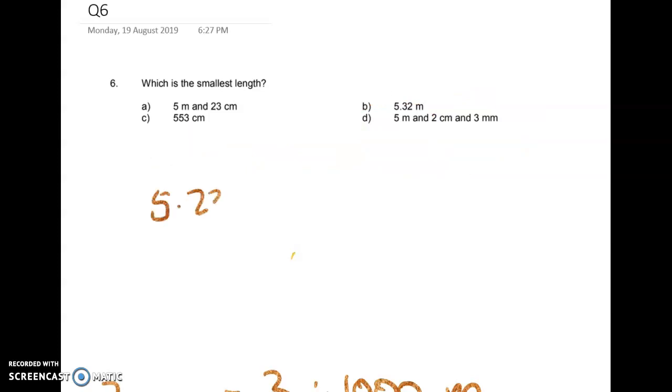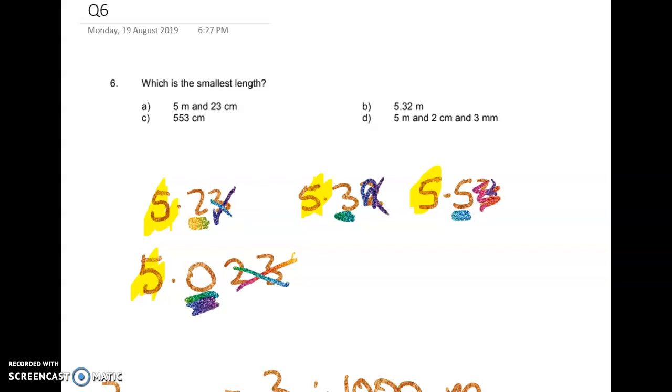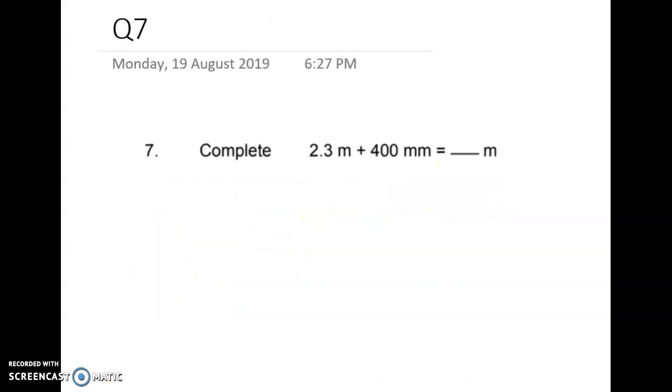So A is 5.23, B is 5.32, C is 5.53, and D is 5.023. All of them have got the same units, so they've all got 5 here, so we can't distinguish them yet. But now we have to look at the next column over, which is the tenths column. This has got 2 tenths, this has got 3 tenths, this has got 5 tenths, but this one's got no tenths. Because there's a clear winner for the smallest here, it doesn't matter about the stuff after it. It doesn't have any impact on the ordering of them. So that's how we know, as soon as we get that second place worked out, that this one is the smallest number.